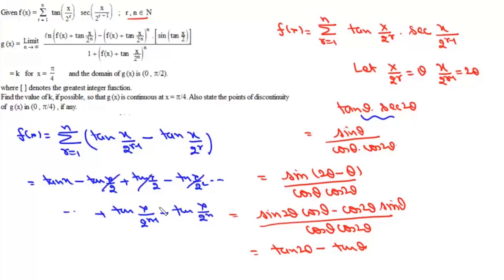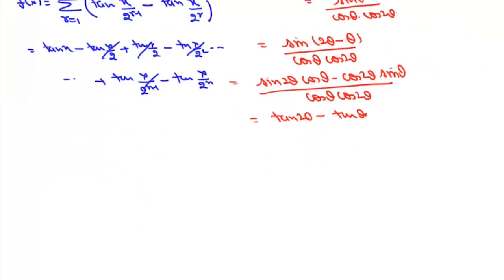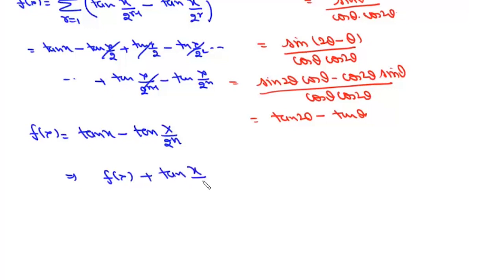Now all these terms, they'll cancel. So in the end, we'll have this f(x) as tan x minus tan(x/2^n). Now we can also write f(x) plus tan(x/2^n) as tan x. So this is our first result.